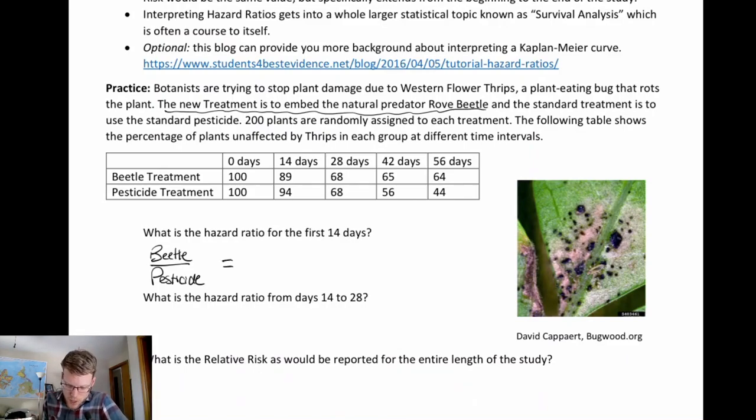So we're going to have 11 new cases out of 100 that we started with in this 14-day period. And for the pesticide group, it's going to be 6 new cases out of the 100 that we started with in that group. So then if we complete this calculation, the hundreds are going to cancel out because we're dividing by 100 in both the numerator and denominator. So it's really just going to be 11 over 6, and that's going to be 1.833.